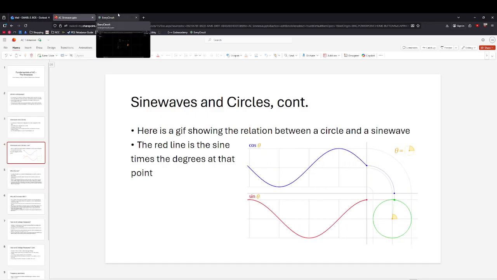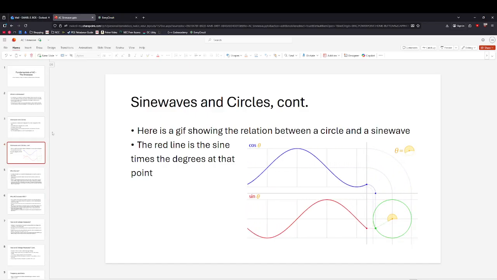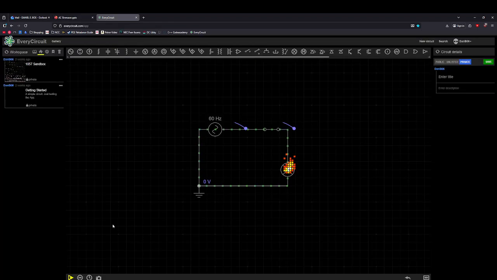And here's where I wanted to show a little bit. We're going to go back and forth between this, but this is a tool called Every Circuit, which allows you to set up digital representations of electrical circuits. What I have right now is just a very simple circuit. It is an AC generator, a light switch, a lamp, and a grounding point. They're all connected together to form a complete circuit.